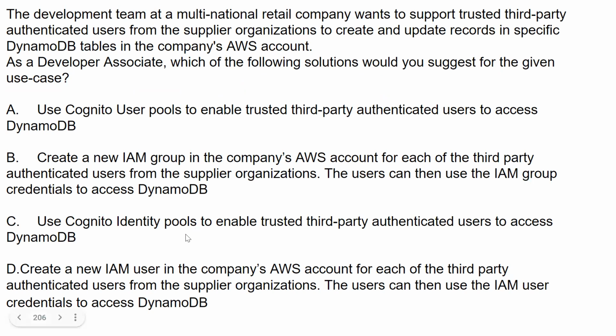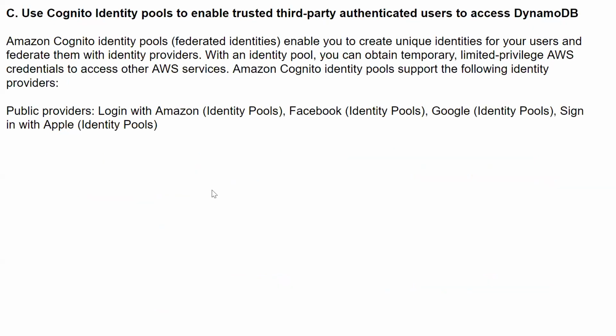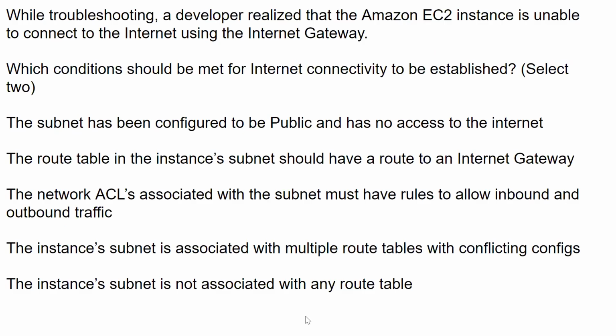Okay, C, use Cognito identity pools to enable trusted third-party authenticated users to access DynamoDB. D, create a new IAM user in the company's AWS account for each of the third-party authenticated users from the supplier organizations. The users can then use the IAM user credentials to access DynamoDB. Use Cognito to enable. Okay.